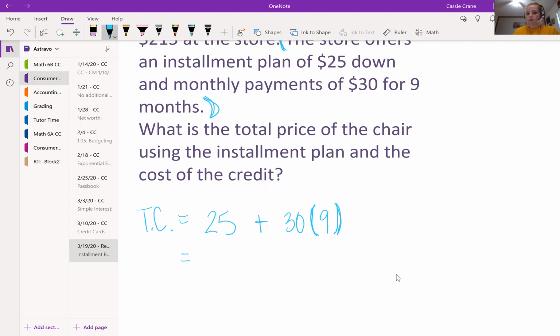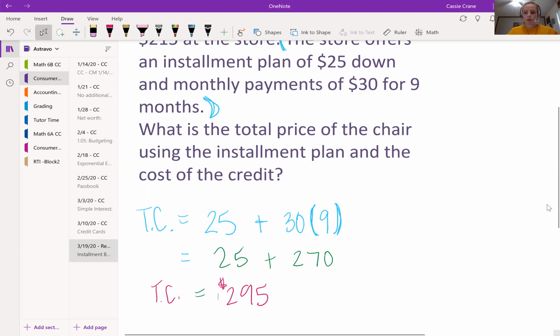First I'm going to multiply because I know order of operations says to multiply before I add. So I need to multiply 30 times 9 first, and that's going to give me 270, and then bring down the 25 and the plus sign. To solve this the rest of the way, I'm just going to add those together. So 25 plus 270 would give me 295. So the total cost using the installment plan for the office chair is $295.